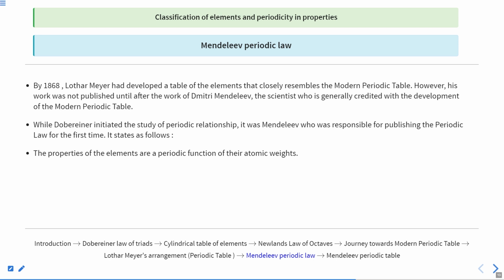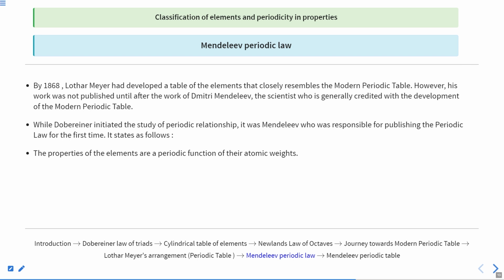So Lothar Meyer developed a table of elements that closely resembles the modern periodic table. However, his work was not published until after the work of Dmitry Mendeleev, who is generally credited with the development of the modern periodic table. While Dobereiner initiated the study of the periodic table, it was Mendeleev who was responsible for publishing the periodic law for the first time. So these are just facts. You can just go through them.